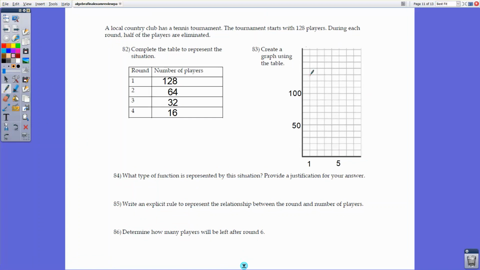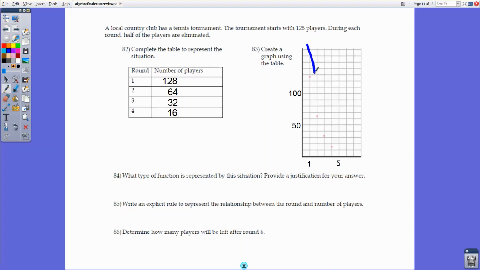Well, the first point here is going to be just about 130, right there. The next one, 64, is going to be right about here. Next one's 32. That's going to be right about here. The next one's going to be 16, and that's going to be right about here. Okay. And of course that would continue. So this curve, I'll do my best to draw what this curve would look like.